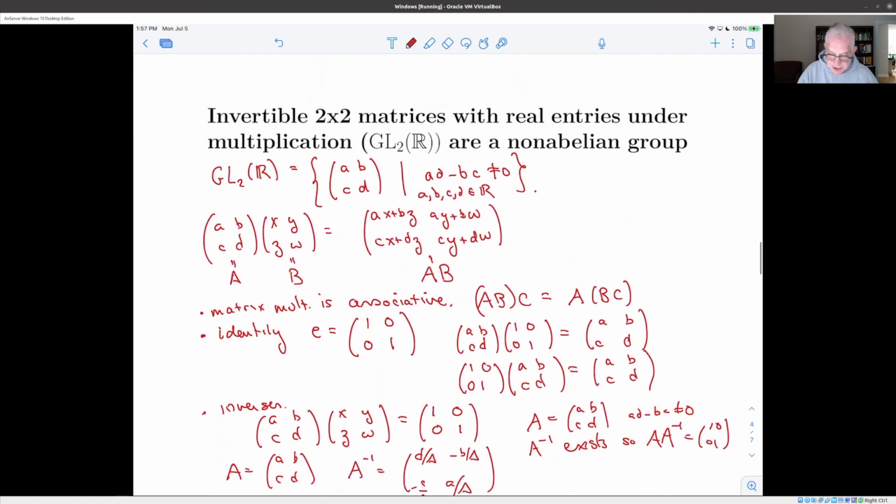And maybe I'll just finish up by saying this notation, GL2 of R, GL stands for the general linear group. And the 2 tells you that it's 2 by 2, and the R tells you that the entries are any real number.